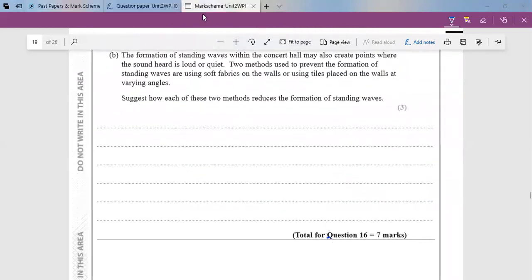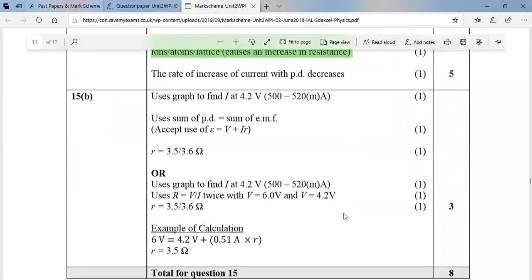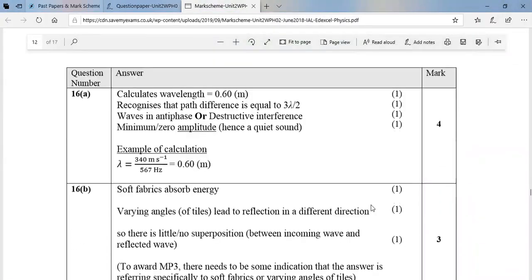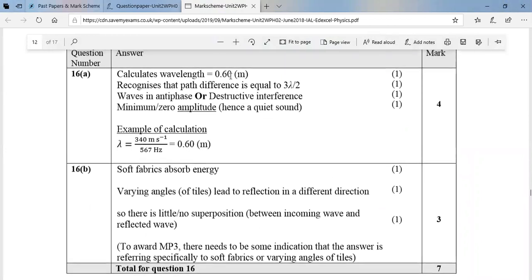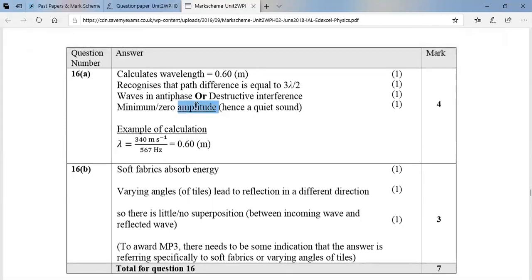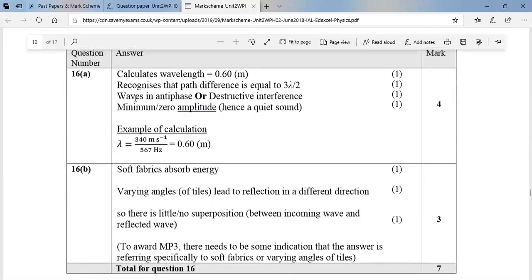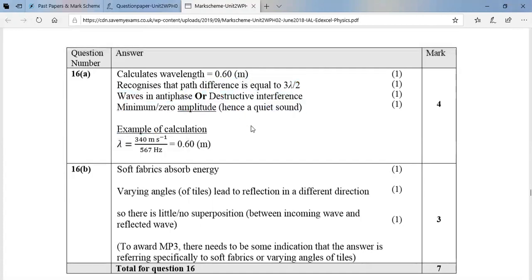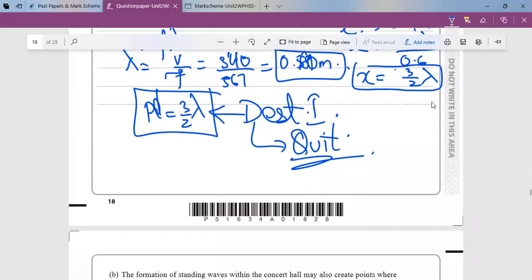Part B says, okay, let's look at the marking scheme as well, what they have given. They've given us the wavelength, and then they've given us the path difference, 3.2 lambda, so destructive, and so zero amplitude. Oh, zero amplitude also has a mark. We lost this mark. Although it's implied, although we know that, zero amplitude needs to be written as well to get that mark. The fourth mark is it, zero amplitude. So do not miss this out.